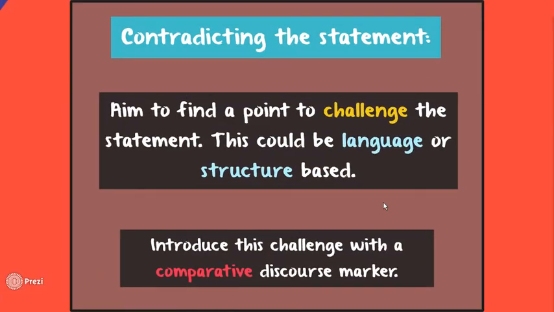Okay, then we come to our final stage of answering this question, and that is where you need to contradict the statement. You're going to need to find a point that basically challenges what the student has said, that goes against what they've said. And this point can either be language or structure based. There's nothing to say that it has to be either. You also need to introduce this challenge with a comparative discourse marker.